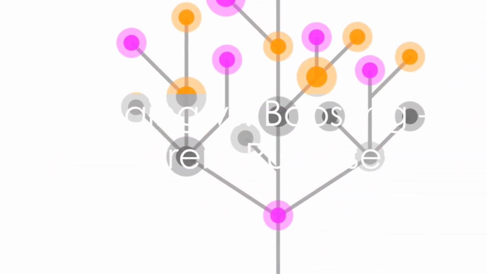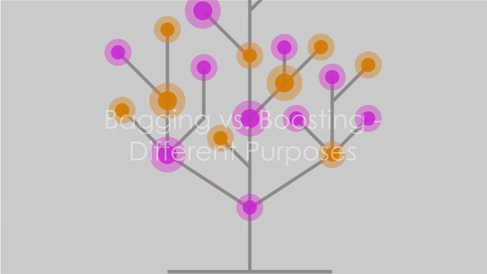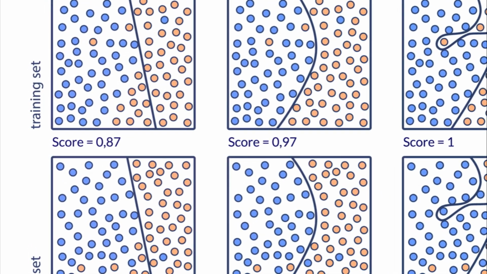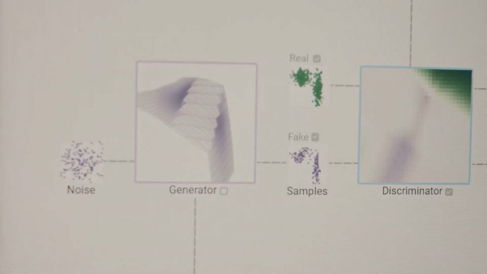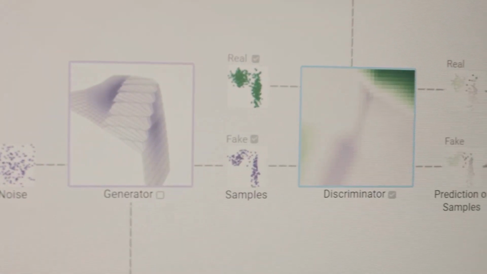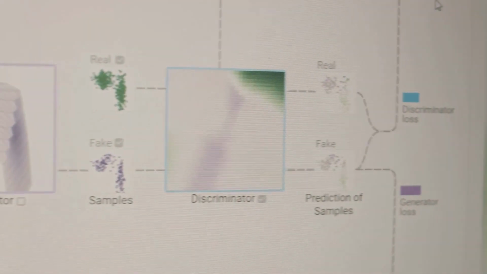So, bagging and boosting, though similar, serve different purposes. Bagging, with its parallel learning approach, is all about reducing variance and preventing overfitting. It's like getting various opinions on a topic and then making an informed decision. On the other hand, boosting, with its sequential learning approach, is all about reducing bias and improving accuracy. It's akin to learning from past mistakes to become better.